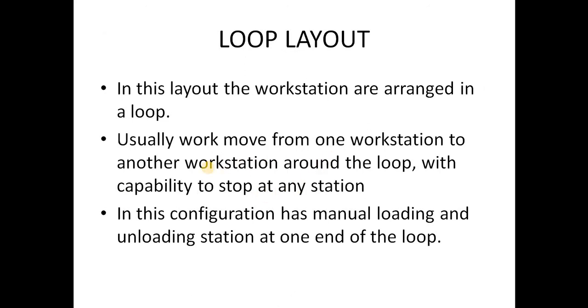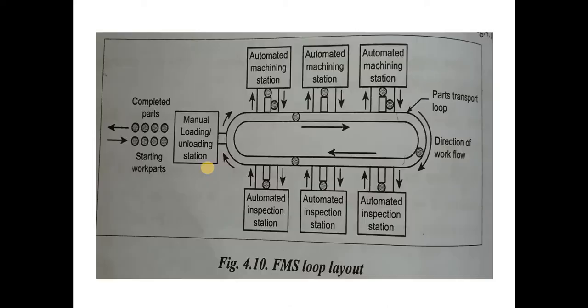The second one is the loop layout. Usually work moves from one workstation to another workstation in the form of a loop. A loop is nothing but an arrangement around a circular object. Going to this diagram, we see the loading and unloading positions of the loop layout are on one end. It will be a circular object. See the circle in eccentric form. So this will be, for example, a work.